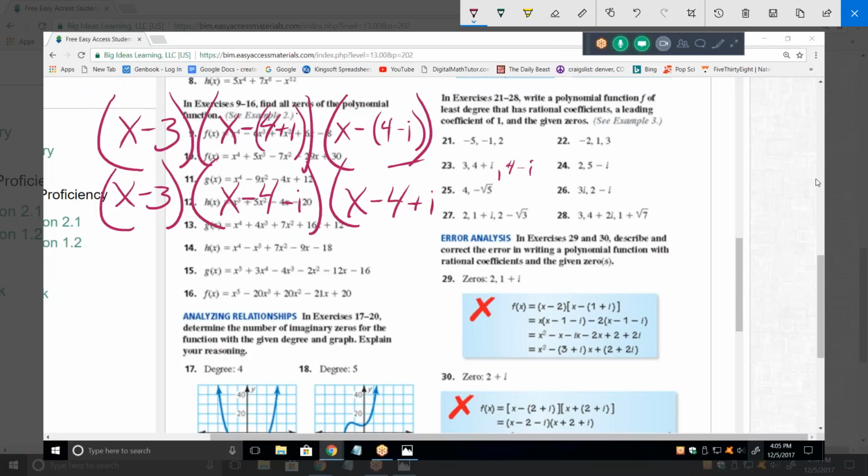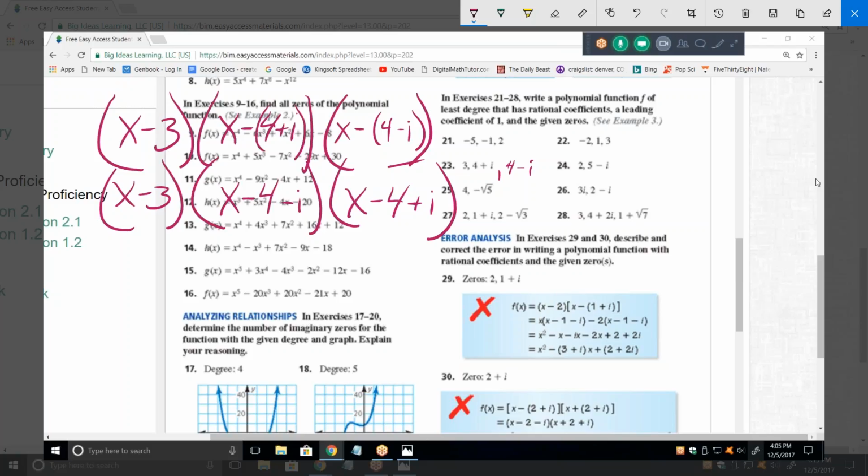Now, which two should multiply together first? The x minus 4 minus i and x minus 4 plus i. Good. And you'll realize why. The i's should disappear. Right. Turn into a quadratic without imaginary numbers. The sooner we can get rid of these imaginary numbers, the better off we're going to be in this problem.